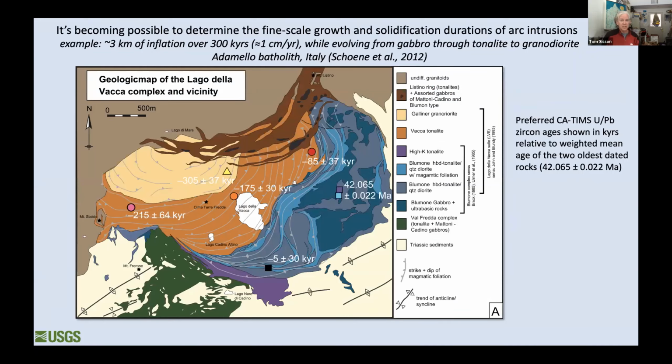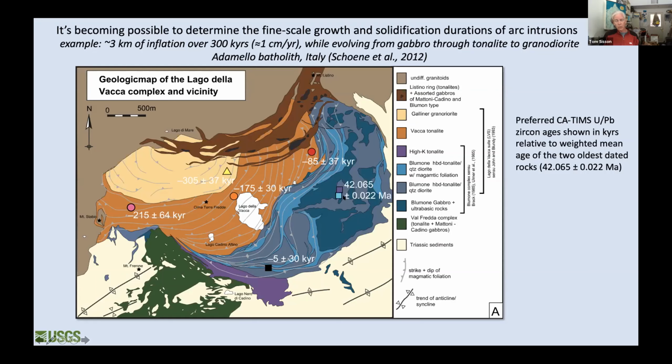Now, another advance that has come about in really the last decade or so is that it's become possible to determine the fine scale growth and solidification of arc intrusions. And this is an example I particularly like. This is work that Blair Schoene did when he was postdocing with Urs Schaltegger in Geneva. And it's the Lago della Vacca intrusion at the southwestern end of the Adamello batholith in the Alps. And what I'm showing here is a succession of rock types that geologists had mapped, and they knew from the geologic relations that it was older to younger, and it was more mafic.